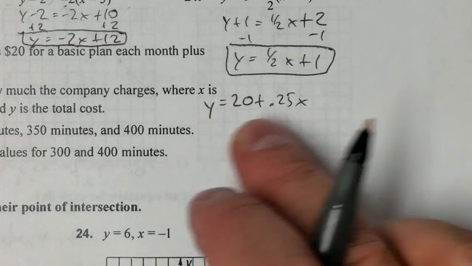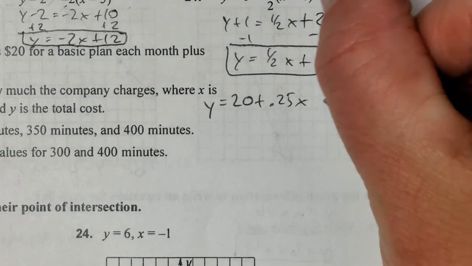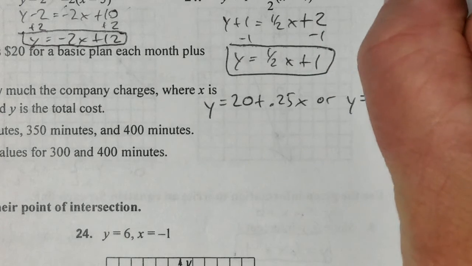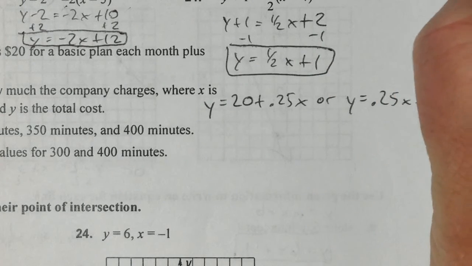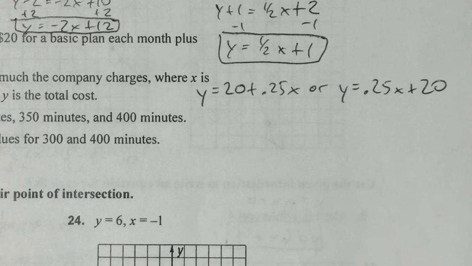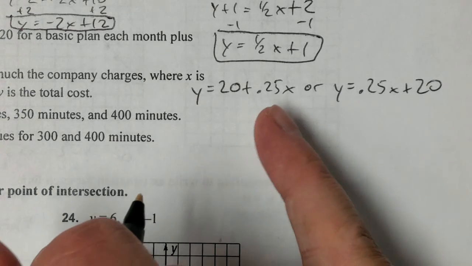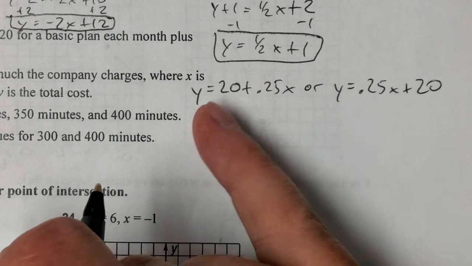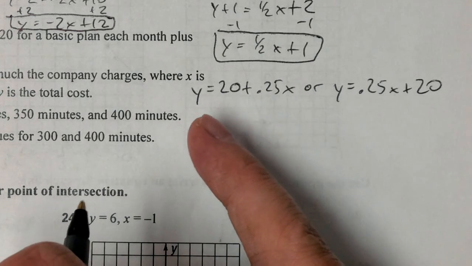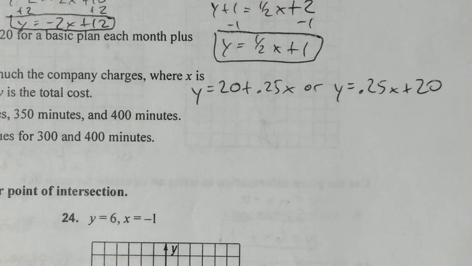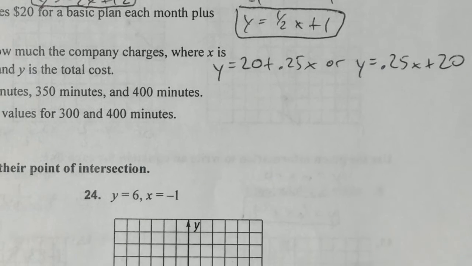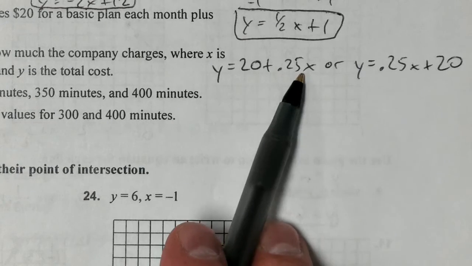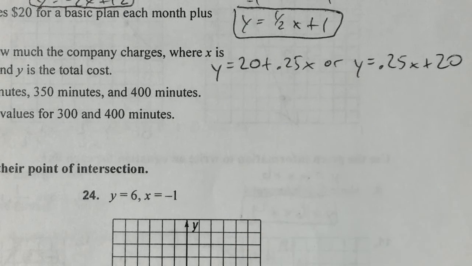And if you'd rather put the y-intercept last, you can. You could have said 0.25x plus 20. Those do mean the same thing. But whether you use your phone for 0 minutes or 1,000 minutes or whatever, it's always going to be at least $20. So $20 or more. So 20 plus 0.25x, or you could say 0.25x plus 20.